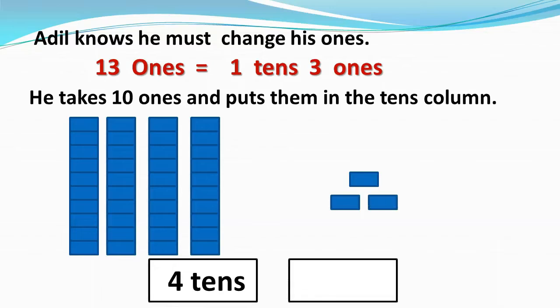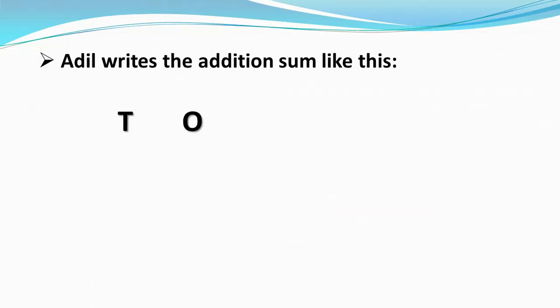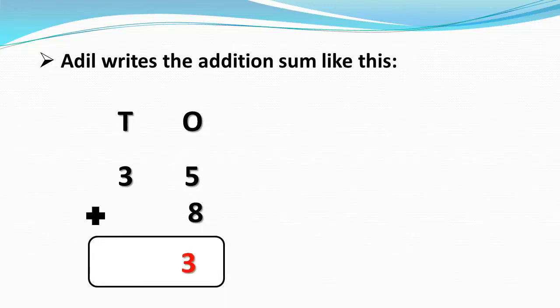Now Adil writes the addition sum like this. First he had 3 tens, 5 ones. Then he adds 8 ones more. 5 plus 8 equals 13. So we will write 3 ones and 1 ten will convert into tens. Now add tens. 1 plus 3 equals 4. So the answer is 4 tens 3 ones.